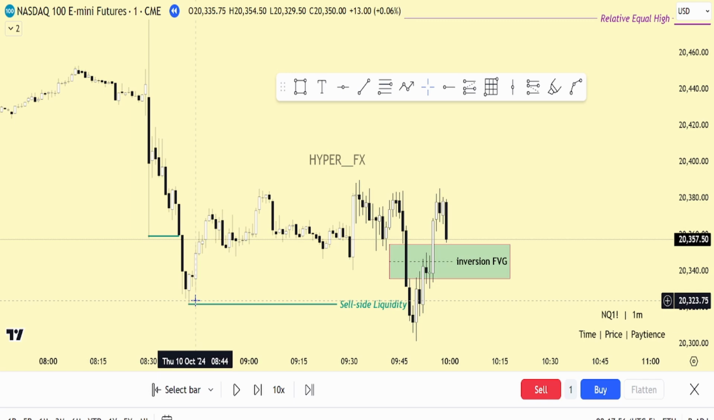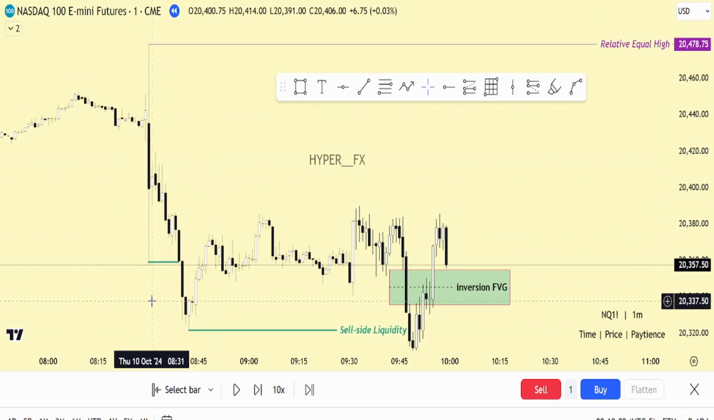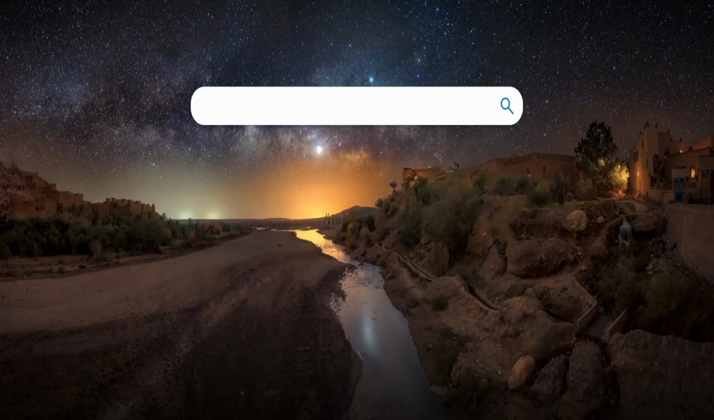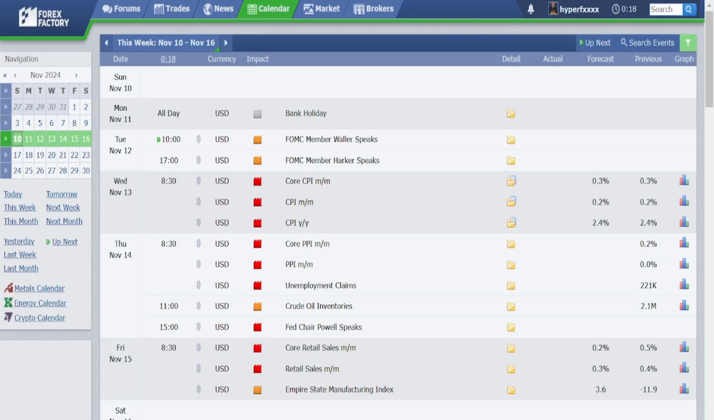There are just any economic news of high impact. Like for example, this big candle here was formed by 8:30. Okay, and if you go to October 10, 2024 on Forex Factory, the website to see your news day is Forex Factory.